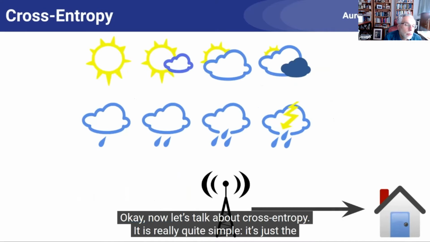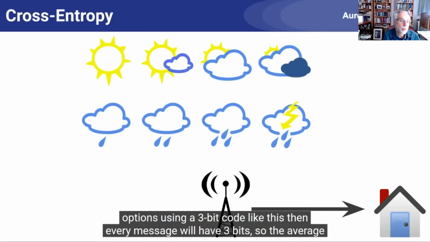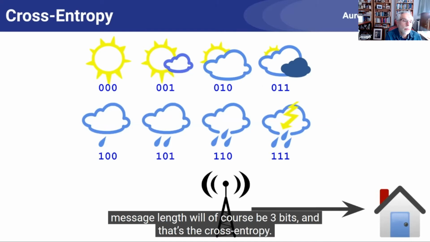Okay, now let's talk about cross-entropy. It is really quite simple. It's just the average message length. For example, if the weather station encodes each of the 8 possible options using a 3-bit code like this, then every message will have 3 bits. So the average message length will of course be 3 bits, and that's the cross-entropy.